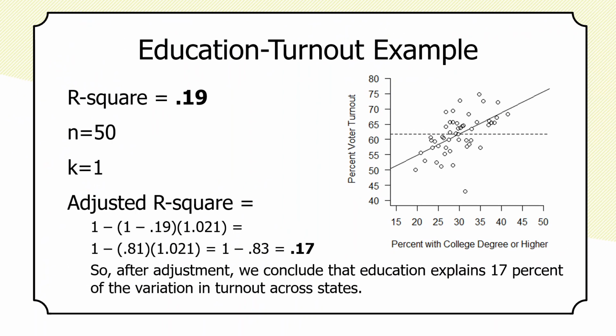So we started with 0.19. We had to adjust it downward to come in with a more conservative estimate of R-square, and that adjustment gives us an adjusted R-square of 0.17. So, after adjustment, we conclude that education explains 17% of the variation in turnout across states.